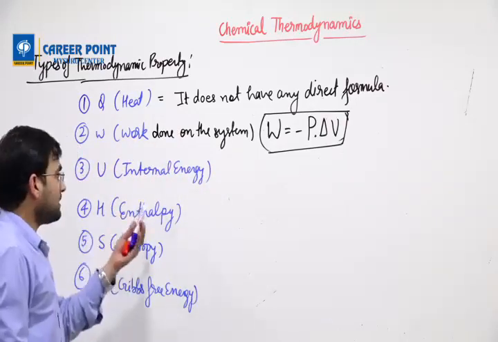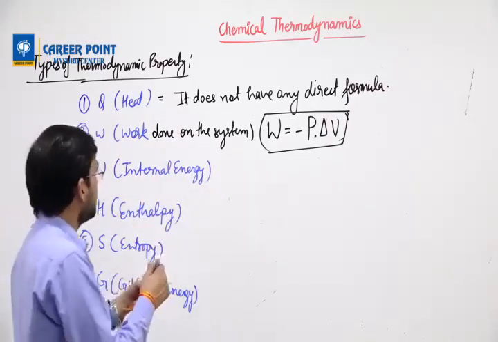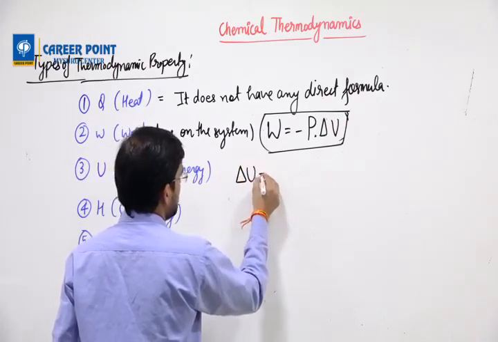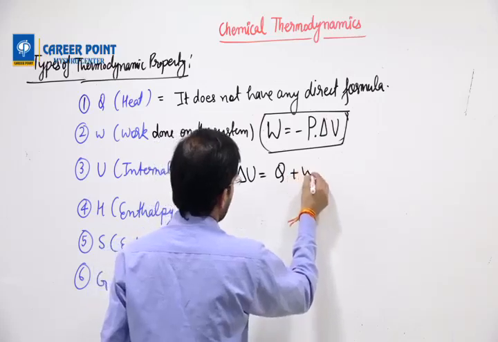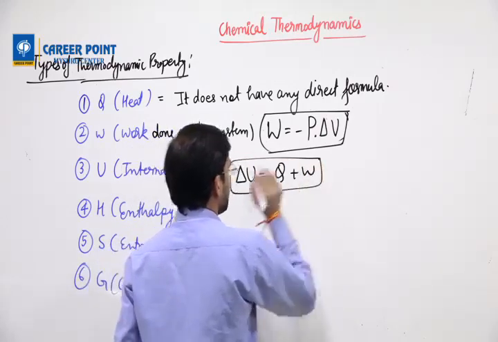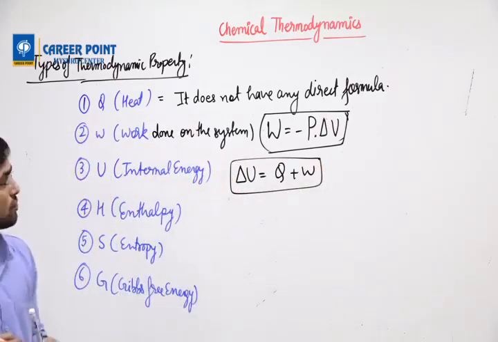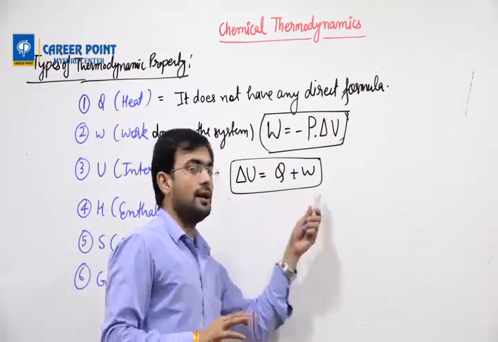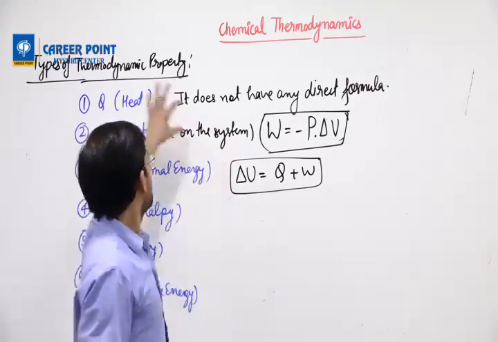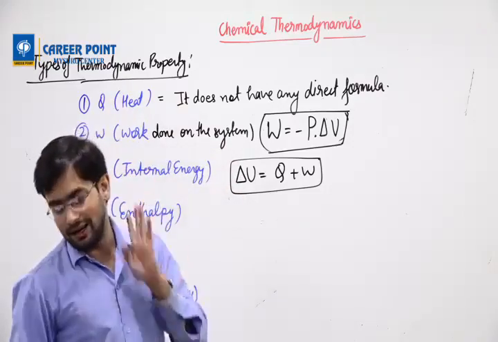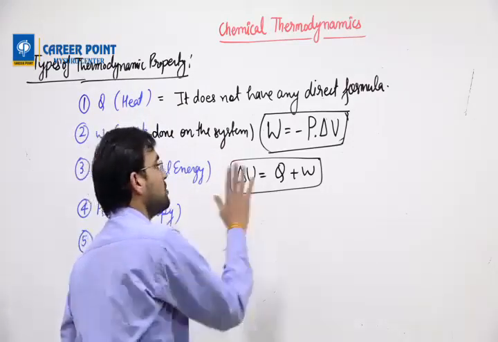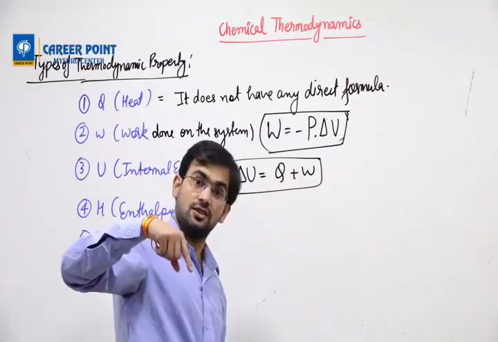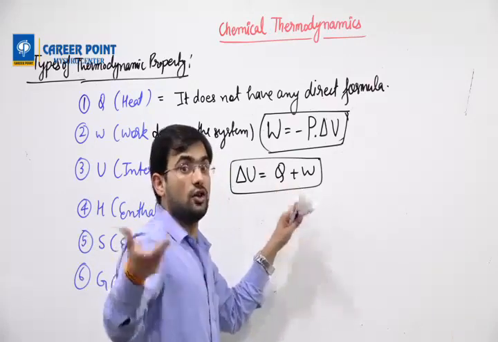Okay, the internal energy. It is denoted by U, and delta U equals to Q plus W. It means delta U, Q and W are related. How are they related? Delta U equals to Q plus W. I already told you the sign convention, so it matters to know which Q and W these are.